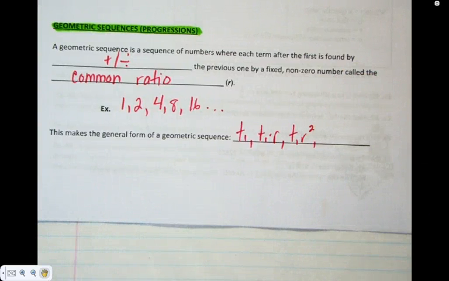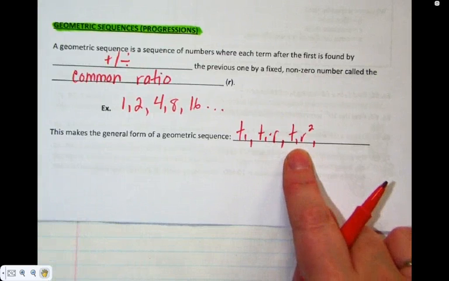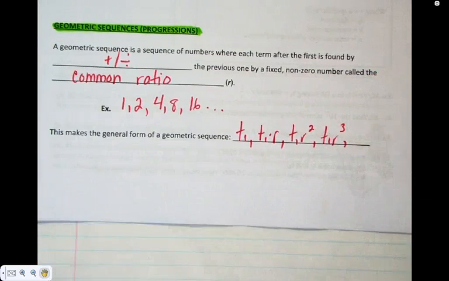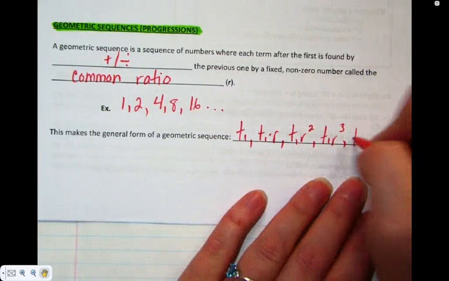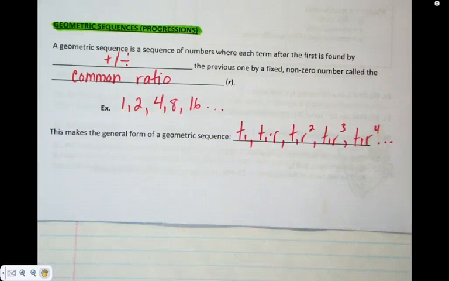And then to get the fourth term, we take the third term and times by R. So what's T1 times R squared times R? T1 R cubed. I sense you're getting the pattern. What would the next term be? T1 R to the fourth, dot, dot, dot. What would Tn be?